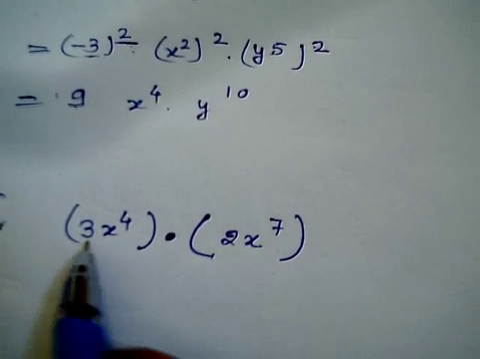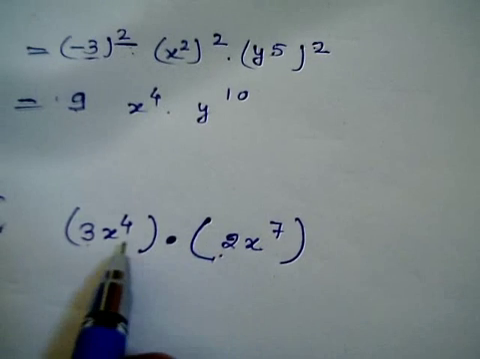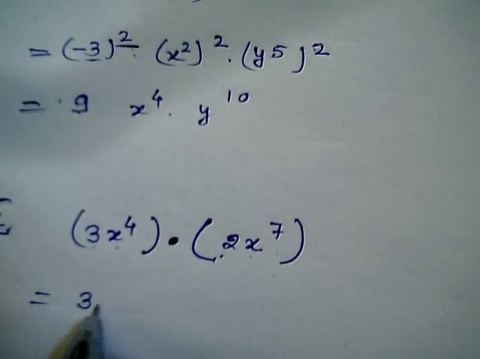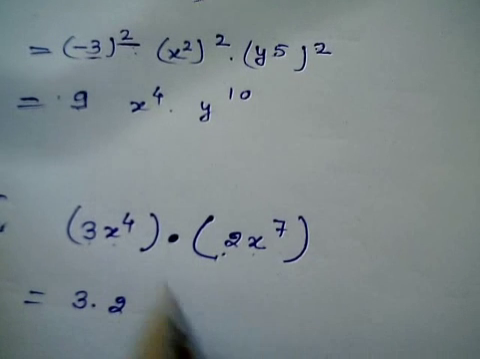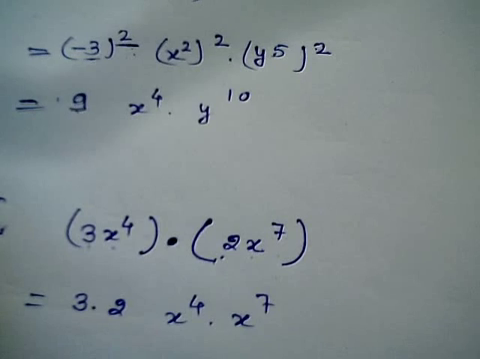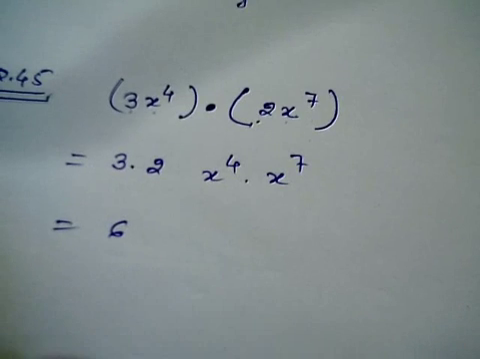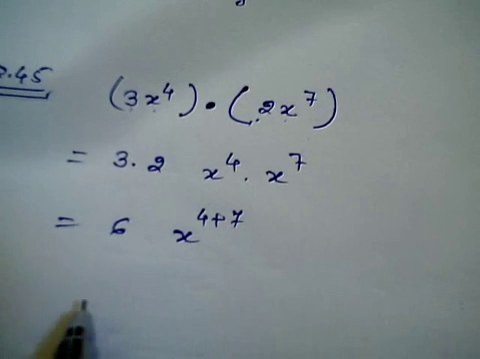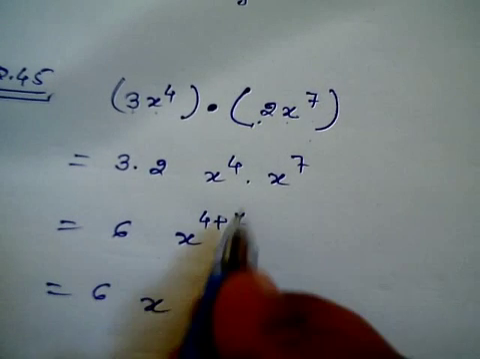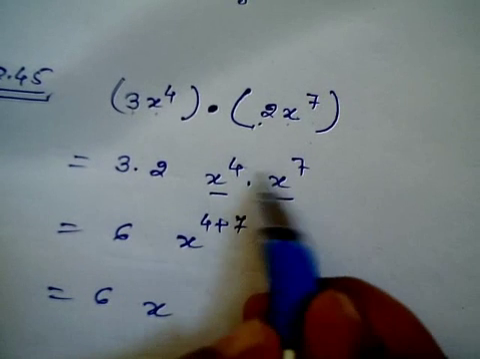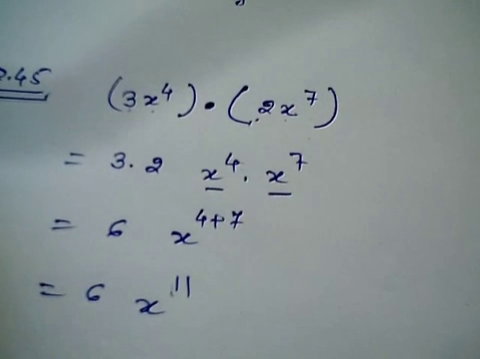So I have written number with number, and x to the power 4 times x to the power 7. 3 times 2 is going to be 6, and this is going to be x to the power 4 plus 7. The base is the same, and in multiplication the powers get added, so 4 plus 7 is 11. This is how we have solved question number 45. Question 46 is of the same pattern, so you can do it on your own. Now I am going to question number 47.